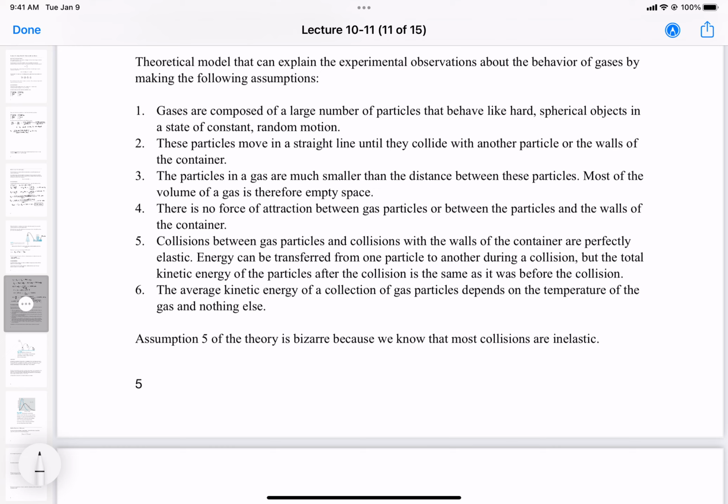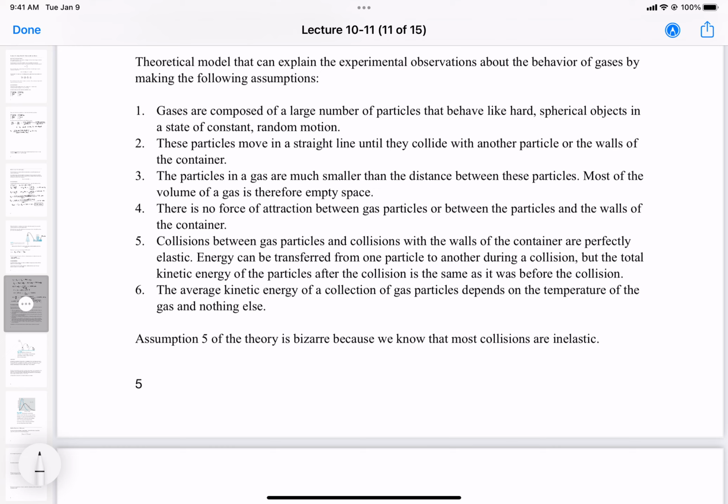We know that's not really true, because if you think of two cars colliding, they're not going to bounce off and have the same speed. They're going to take some damage, and that damage is caused from the loss of energy as heat, and so the cars will no longer move as fast as they were going before the collision, and they'll eventually slow down because they have suffered a car wreck. Okay?